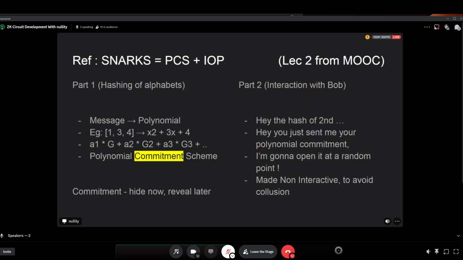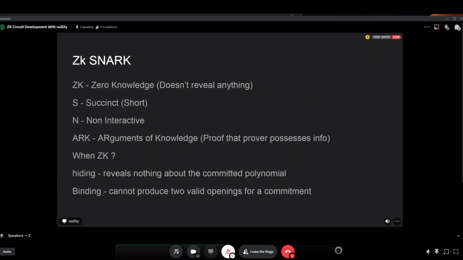Now, we don't want to collude with Bob, or we don't want Bob to convince us of something which is obviously not the truth. So we try to make it non interactive. And that is why snarks are nothing but succinct, so a short proof, and non interactive, so we don't actually interact with Bob.